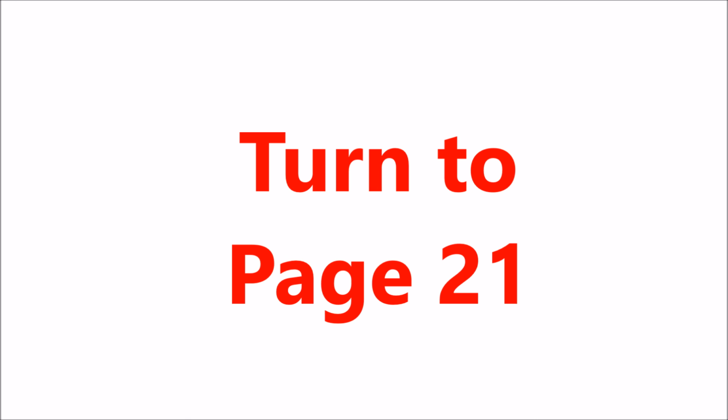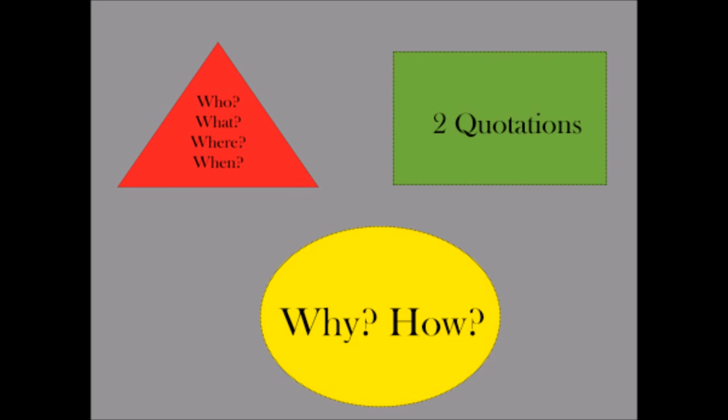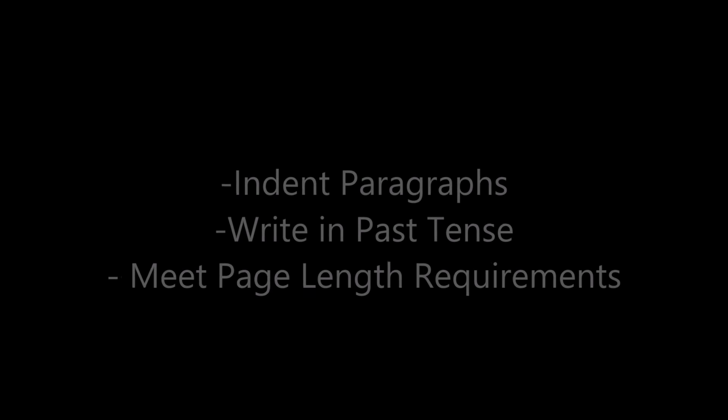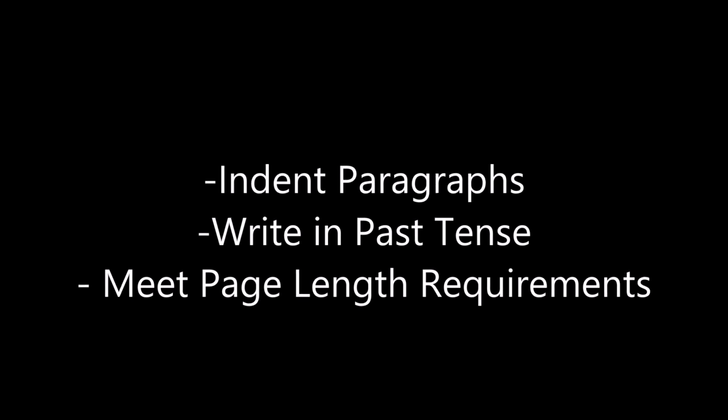Now it's your turn. Flip to page 21 and read the headline provided, look at the picture that matches the headline, and get ready to write your own news report. Remember to brainstorm based on the picture, plan it out, and follow the format that we've been talking about. Use the organizer on page 22. Fill in the triangle, circle, and square based off of the brainstorming that you did on the previous page. And then complete your good copy on page 23. Remember to indent your paragraphs, write in past tense, and to meet the page length requirements.